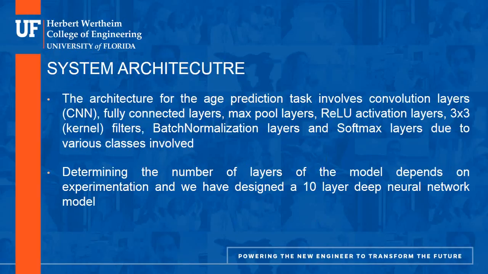The system architecture for the age prediction task involves convolution layers, which are commonly referred to as CNNs, fully connected layers, max pool layers, which are used for dimensionality reduction, ReLU activation layers, 3 by 3 filters, which are also referred to as kernels, an ensemble technique known as batch normalization, and a softmax layer, since there are 10 classes ranging from 0 to 9 involved. Determining the number of layers of the model depends on experimentation, and through experimentation we have designed a 10-layered deep neural network model which is effective in determining the age of an individual through photographs.